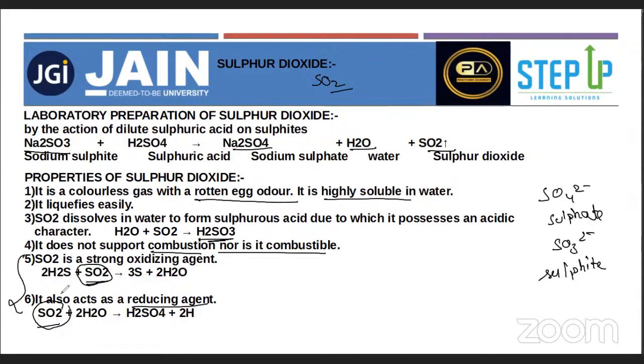Questions you can expect in this form: they'll ask which among the following can act as both an oxidizing agent and a reducing agent. It's a strong oxidizing agent, but it's okay as a reducing agent. It's not a very strong reducing agent.